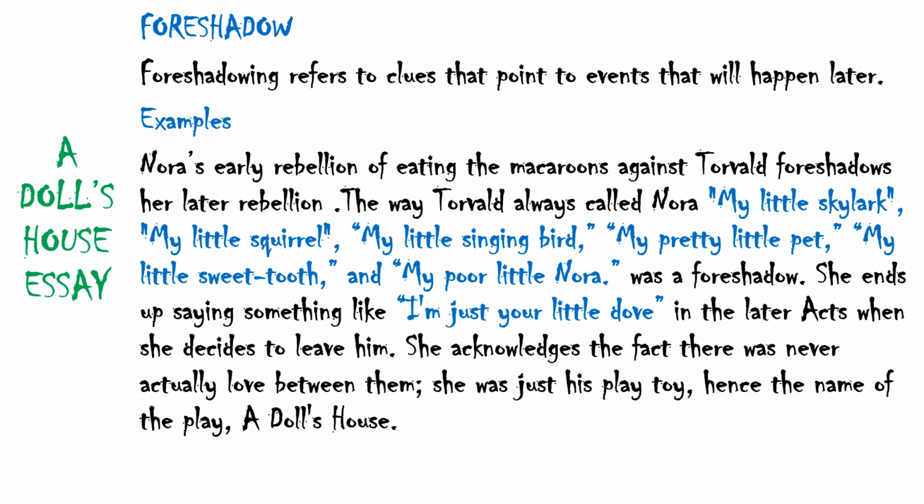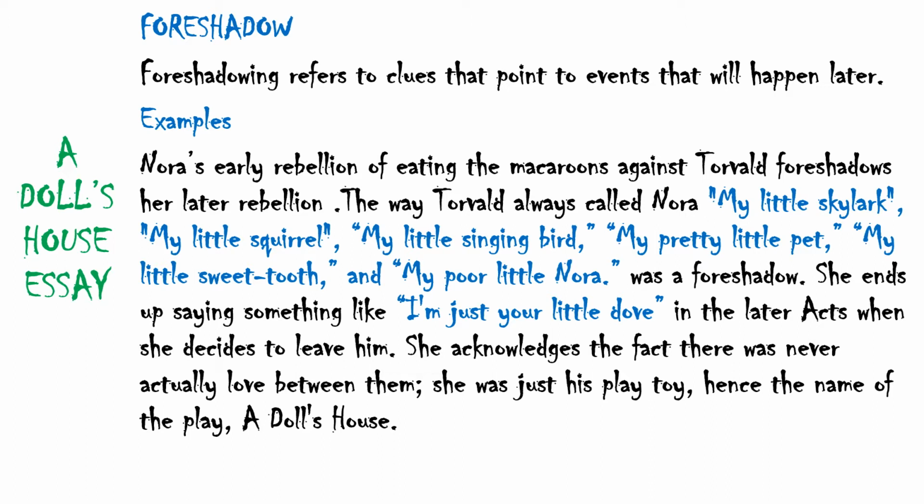Foreshadow is also another figurative language used right there. This refers to clues that point to events that will happen later towards the end of the play. For example, Nora's early rebellion of eating the macaroons against Torvald foreshadows her later rebellion.